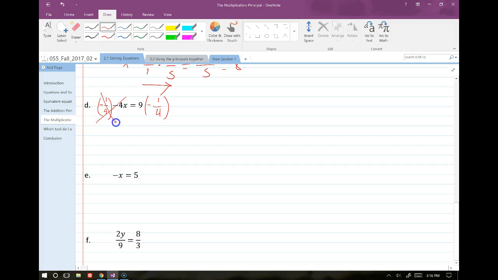All right. These guys will cancel and turn into 1. And then x is going to equal negative 9 over 4.